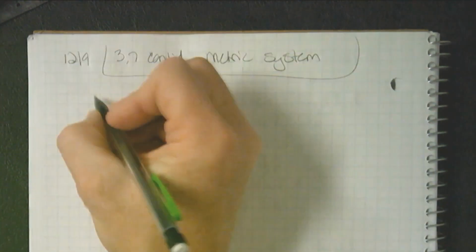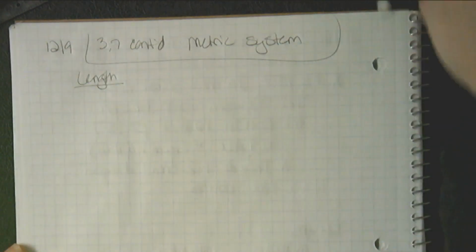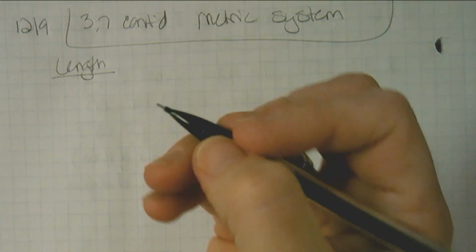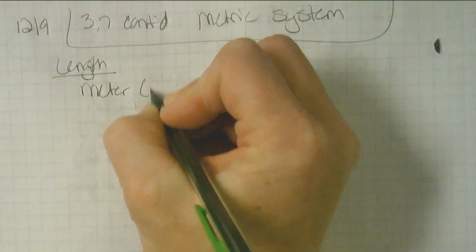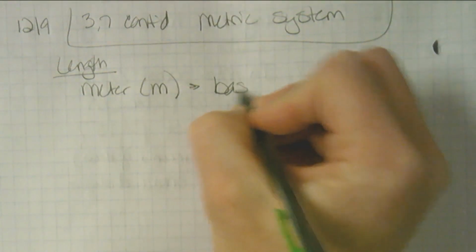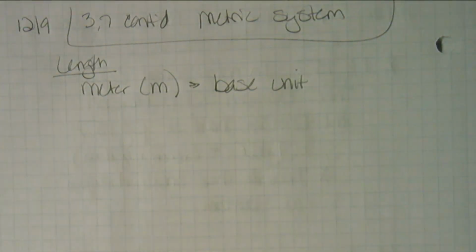All right, so let's talk about length. I'm not going through every single decameter and hectometer because we don't use those all that often. I'm going to talk a little about the ones that are most commonly used. First of all, meter, that's an M for meter. This is the base unit. It's the suffix to all of these.